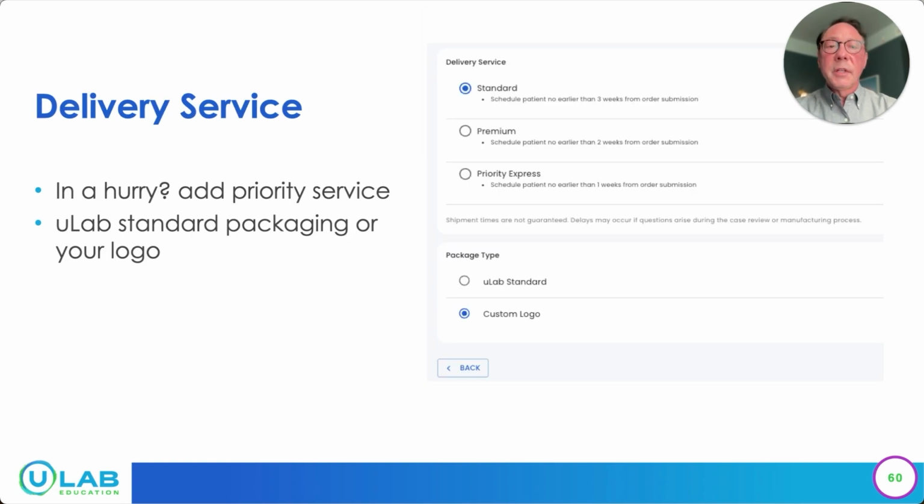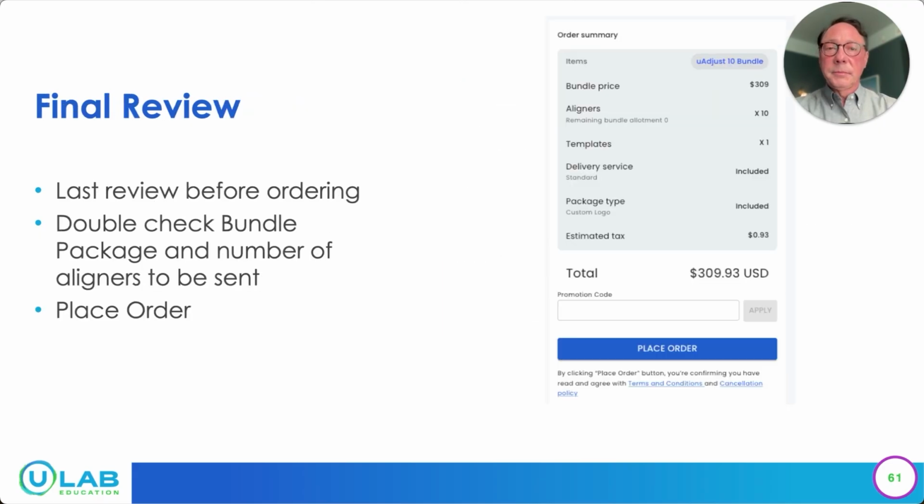For delivery service, if you're in a hurry, you can add priority. And then typically for package type, we pick custom logo, or you can pick uLab standard. For final review, this is the last review before ordering. We double check the bundle, packaging, and the number of aligners to be sent, and basically place the order.